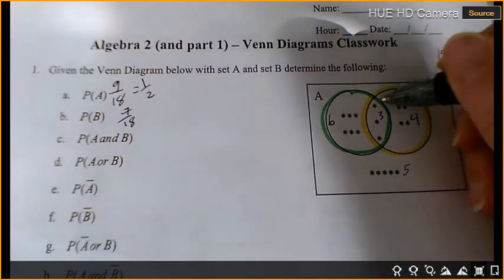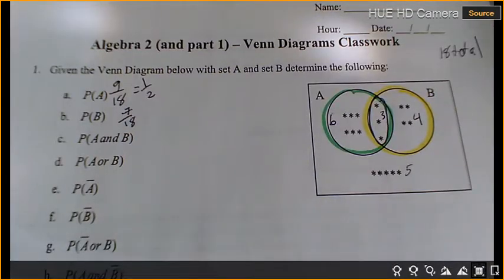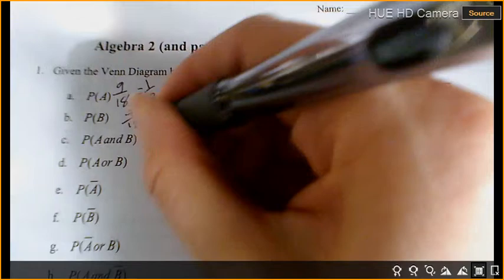Okay, what's the probability that A and B? So I can only be talking about these ones in the middle, right? That's A and B. So that's 3 out of 18, which reduces to 1/6.